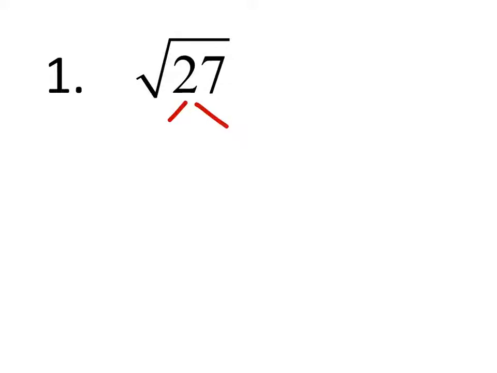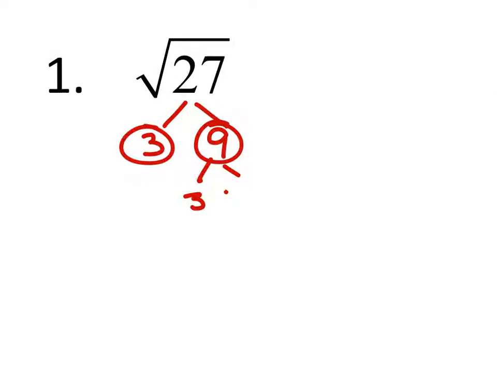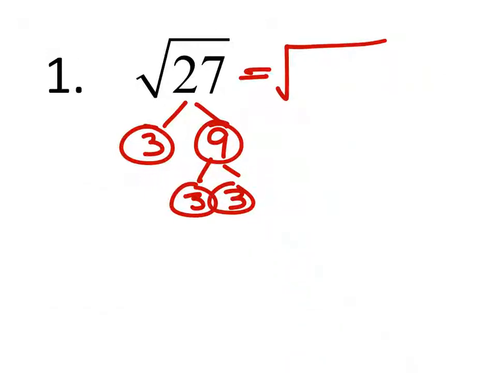We can split 27 up using a factor tree. So that would be 3 and 9. And 9 splits up into 3 and 3. So this ends up really being the square root of 27. If we break it up, it's going to be 3 times 3 times 3.